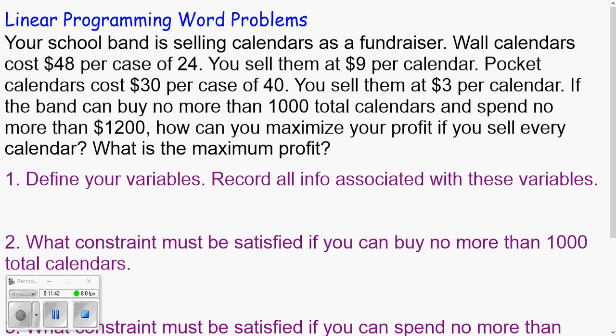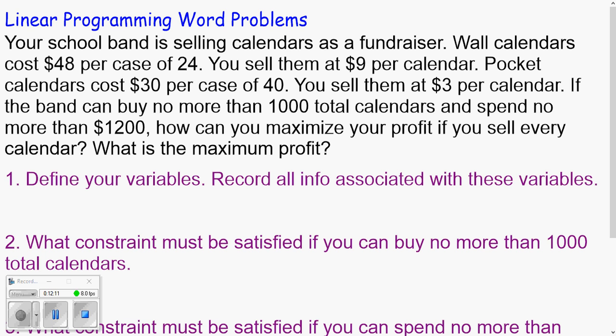Your school band is selling calendars as a fundraiser. Wall calendars cost $48 per case of 24. You sell them at $9 per calendar. Pocket calendars cost $30 per case of 40. You sell them at $3 per calendar. If the band can buy no more than 1,000 total calendars and spend no more than $1,200, how can you maximize your profit if you sell every calendar? What is the maximum profit?